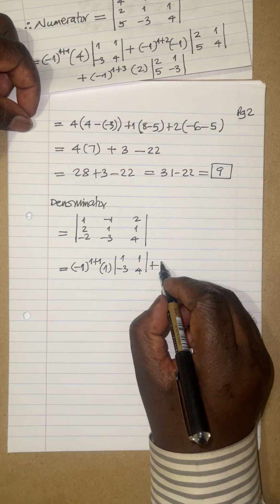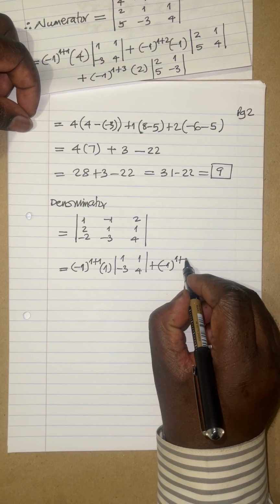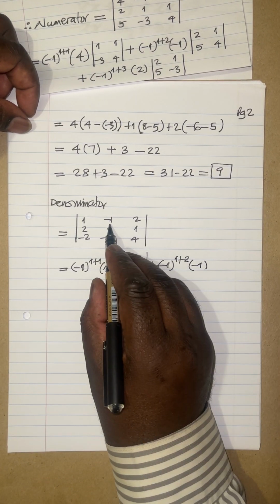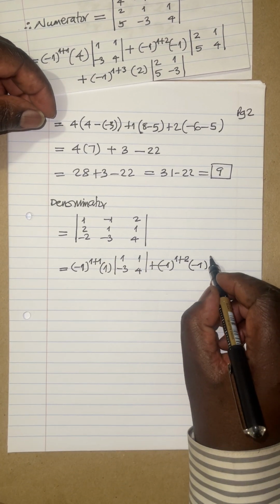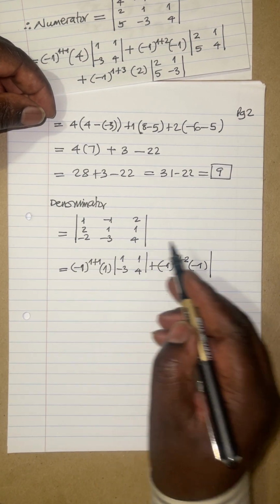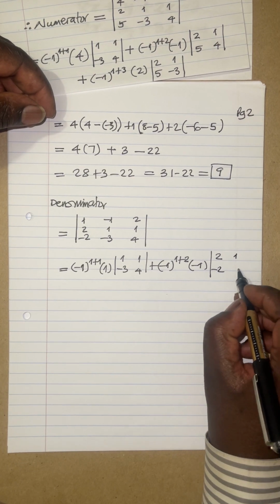And then we're repeating the same procedure, minus 1 to the power. Remember, we're in row 1, but now we're in column 2. And the number of focus is minus 1. This is our number of focus, minus 1. And then we multiply that by the determinant of 2, 1, minus 2, 4.